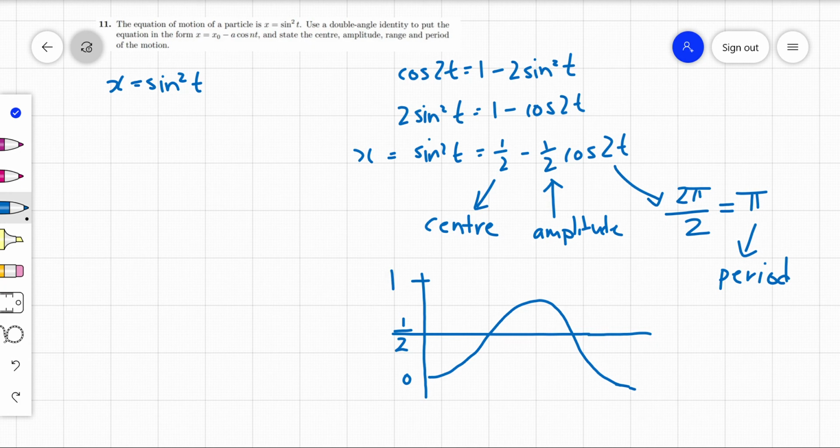So you can see the range, the x value will go between 0 and 1. And you can see, so the period's pi, so that'll be pi on 2, etc. Do we need to know anything else? So we've got the center is a half, the amplitude is a half, the range is between, so x is between 0 and 1, and the period of motion is pi.